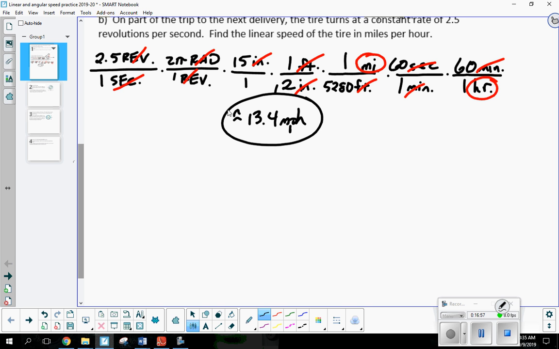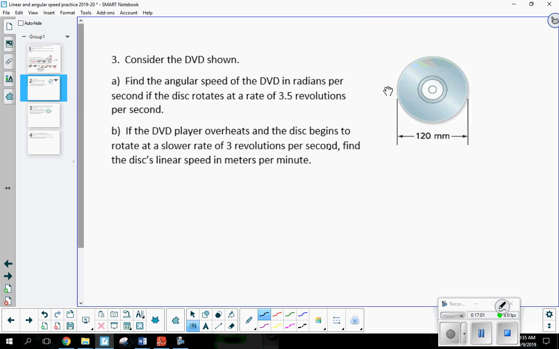Okay. Are we ready for one on our own? Let's try this one. Consider the DVD shown. Find the angular speed of the DVD in radians per second if the disc rotates at a rate of 3.5 revolutions per second. And then part B, if the DVD player overheats and the disc begins to rotate at a slower rate of 3 revolutions per second, find the disc's linear speed in meters per minute. Now this one's actually like number 2.